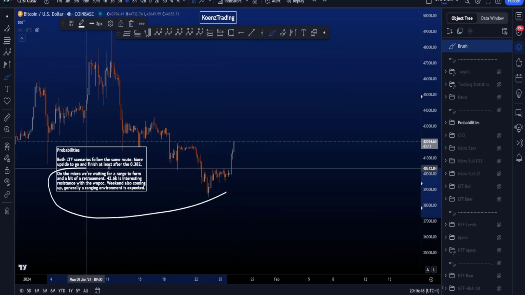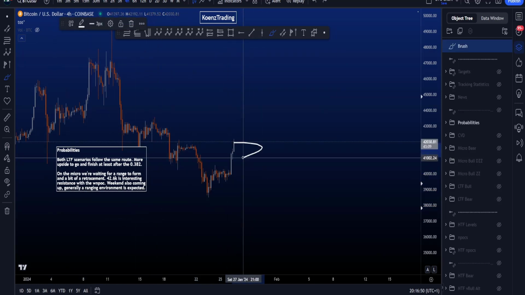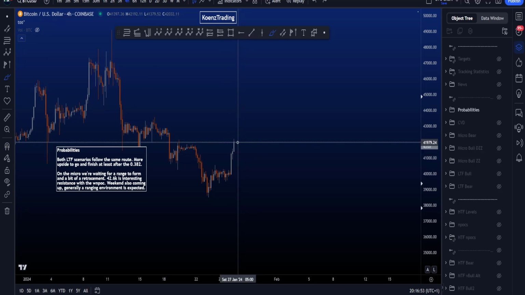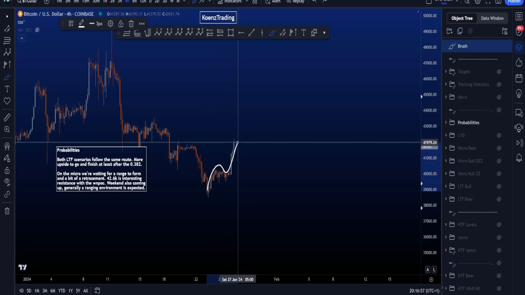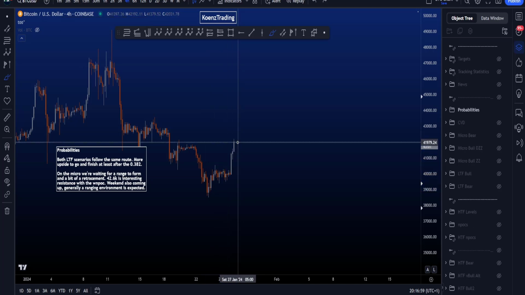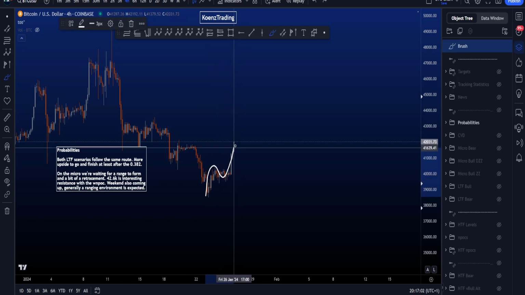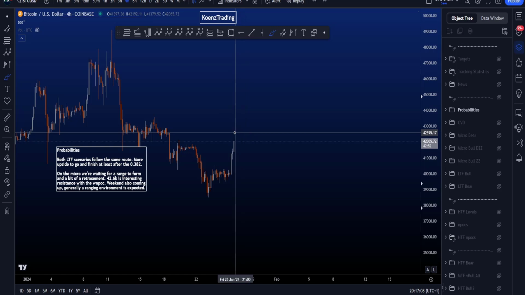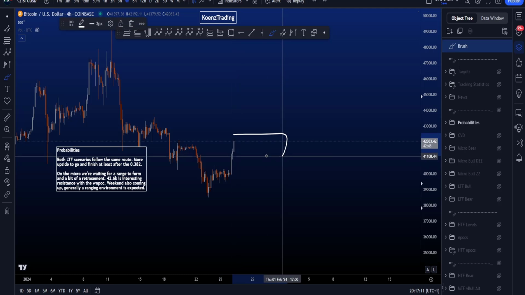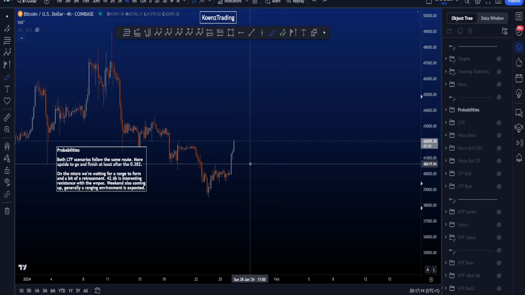On the micro, we are waiting for a range to form and eventually a bit of a retracement, which will give us more information about if we have an impulse 1, 2, 3, 4, 5 or an ABC. However, as it stands, probabilities are higher for this to be an ABC structure to the upside. 42.6k is a very, very interesting resistance with the weekly naked point of control, and also the weekend is coming up, so generally we can expect a ranging structure throughout the weekend, and then we will take it from there.